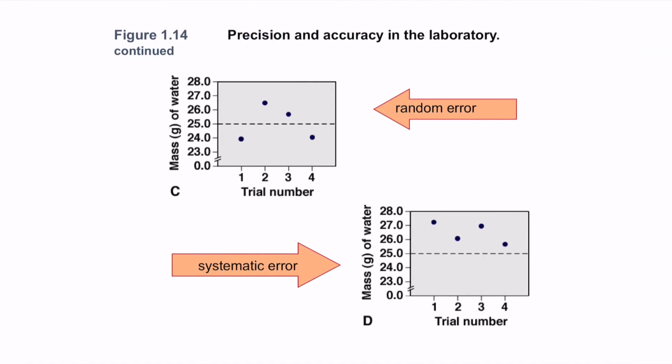Next, this is an example of a random error where you end up getting both higher values and lower values than the actual value. Systematic error is an experimental error where you get either really high values or really low values. So you get values from only one side. So this is an example of systematic error or experimental error.